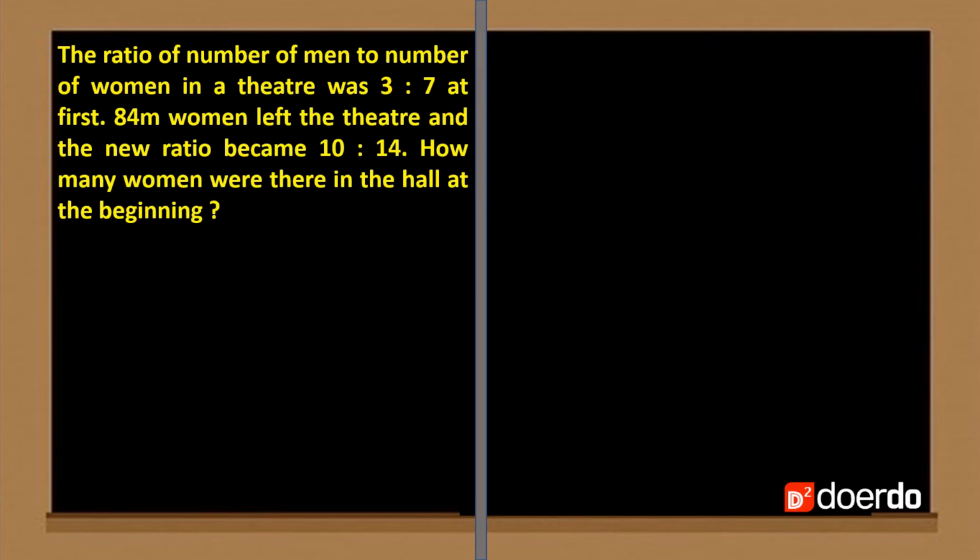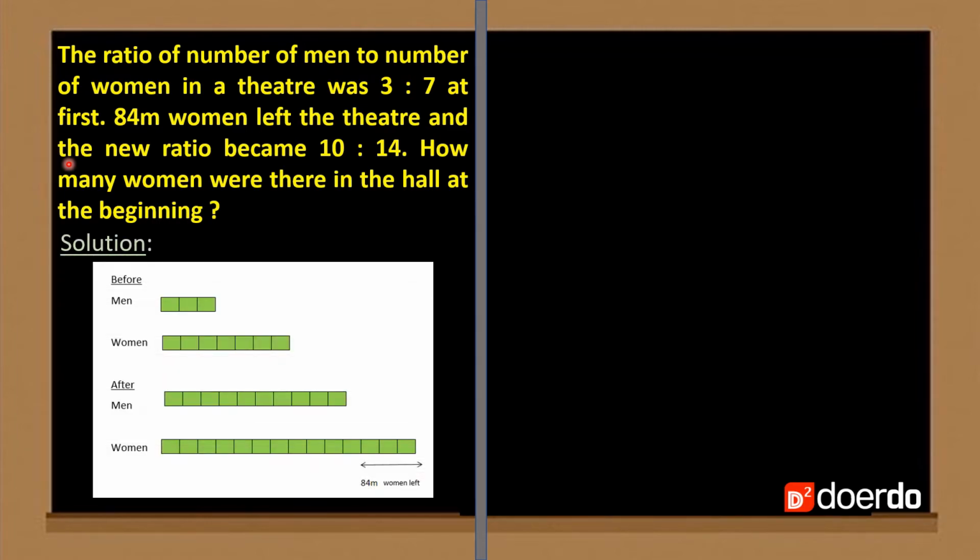The given question is, the ratio of the number of men to the number of women in a theatre was 3:7 at first. 84 women left the theatre, and the new ratio became 10:14. How many women were there in the hall at the beginning? First, we draw a model for this question.